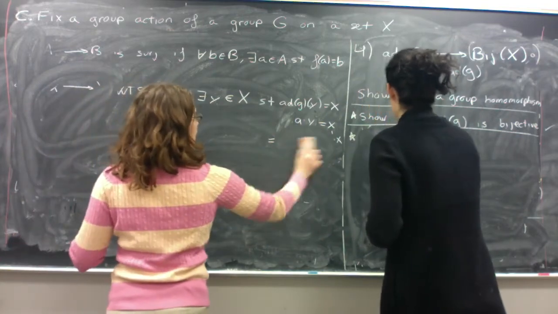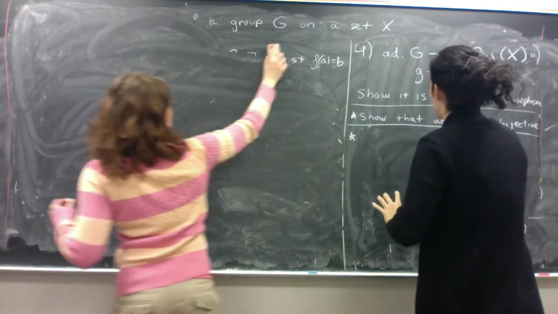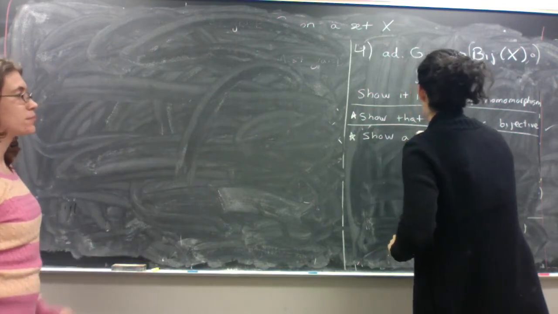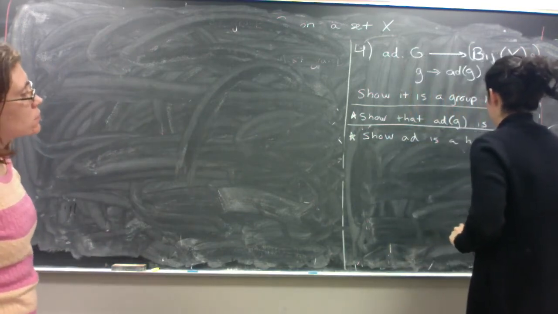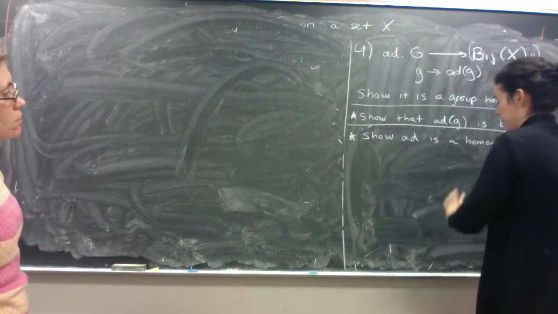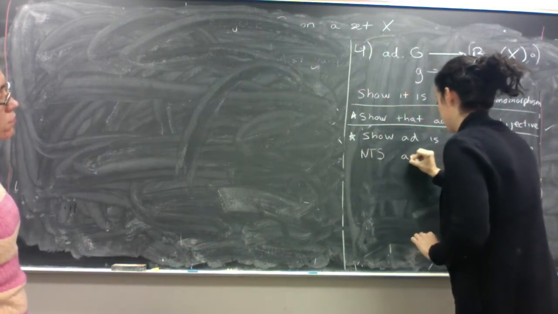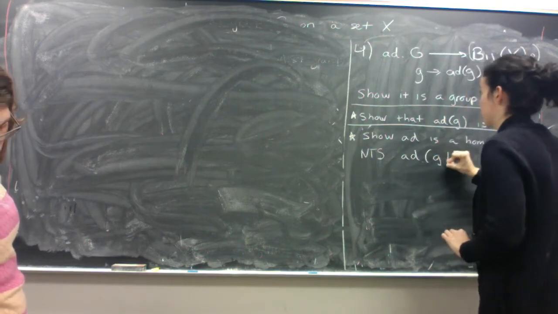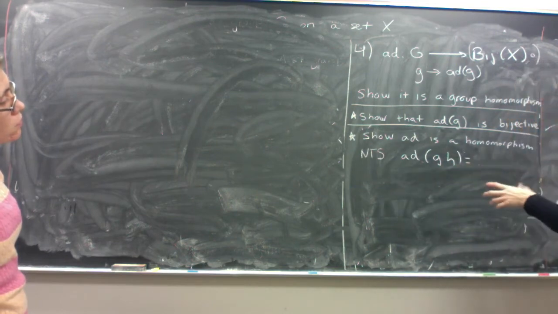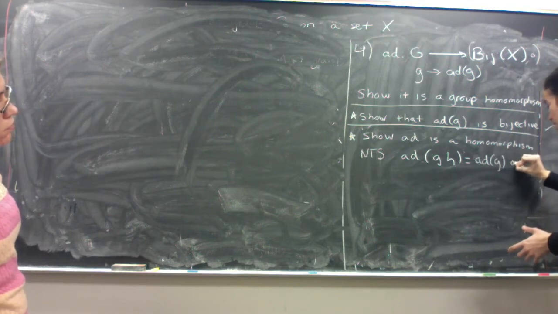So now we need to, now that we know that it's the right codomain, you said show that it's a homomorphism. Okay, so that means that we need to show that if you take a product of two things in G, then you should get the product of the adds. So add G times add H.